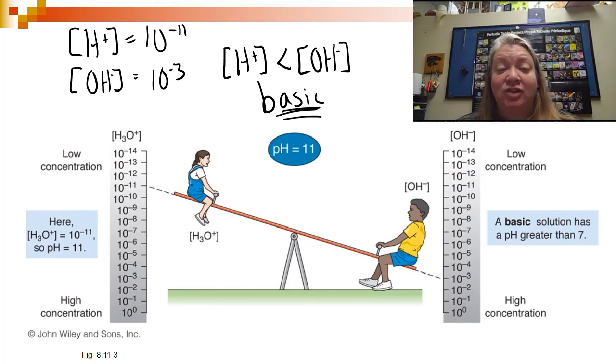Now, the pH is still going to be based on your H plus concentration. So we would take negative log of 10 to the negative 11th, and that gives us a pH of 11. That's pretty basic.